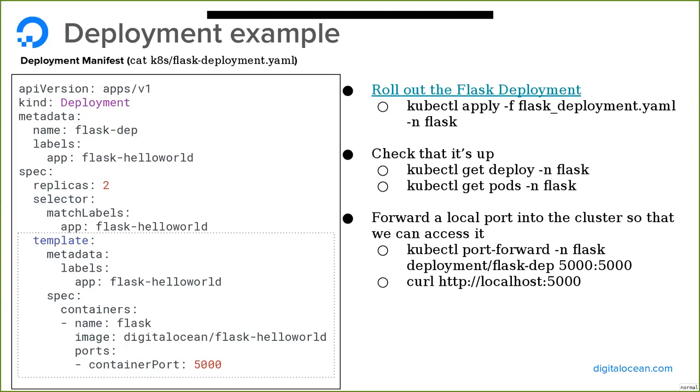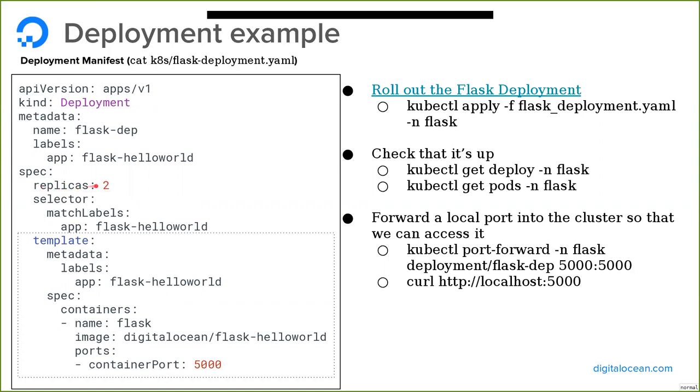All right, so moving on to a deployment example. Similar to our pod manifest, here we have a deployment manifest. Some similarities: you can see API version, kind, metadata, and then a spec top level directive. But within that spec is where the deployment begins to differ from a pod.